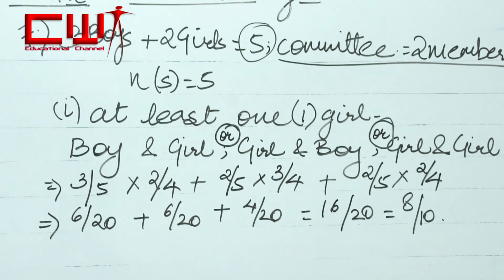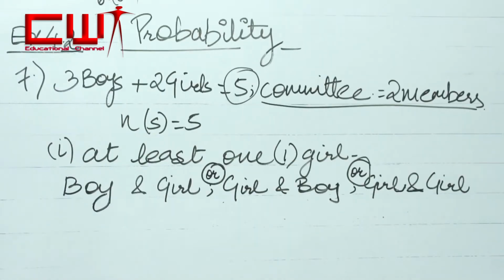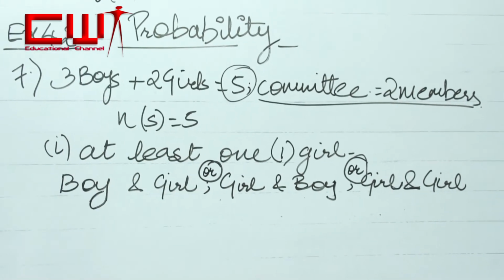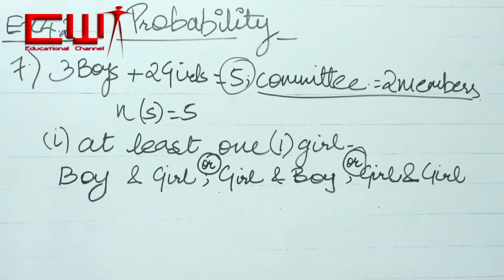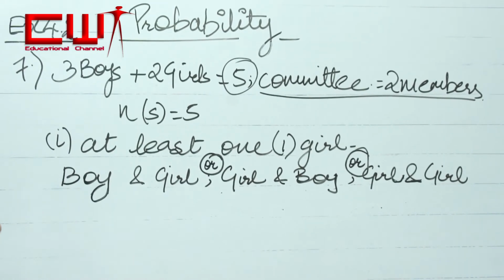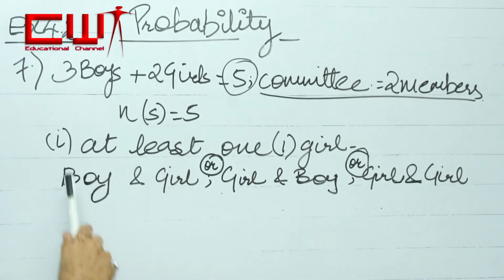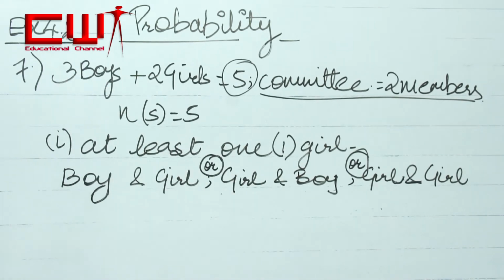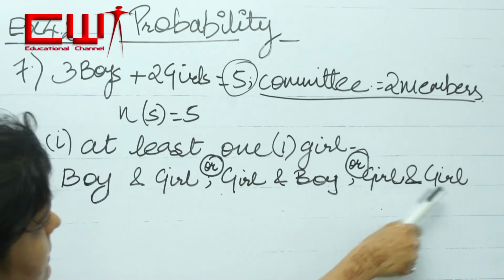Then what they say to the next situation? Next situation is the 7th numerical, exercise 4.2. They have said that there are 3 boys and 2 girls. So how many are there? 5. From these 5 people, you have to select 2 members to form a committee. So NS is 5. First situation they have given as at least 1 girl should be there. So see what are the combinations? Boy and girl, girl and boy, girl and girl. Because you need to have 1 girl every time. So this is one situation, this is second, this is third.